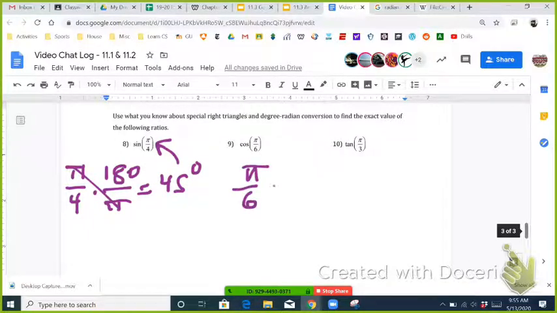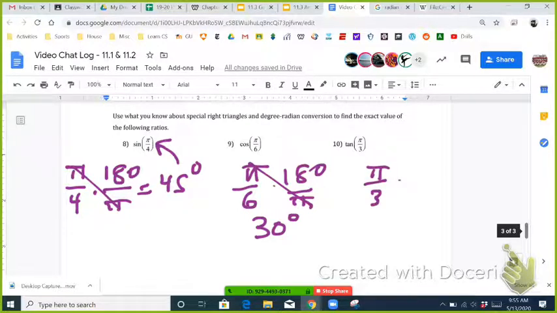Alright, pi over 6 times 180 over pi. The pi's cancel out. 180 over 6 equals 30 degrees. Alright, pi over 3. Multiply that by 180 over pi. That converts to 60 degrees.